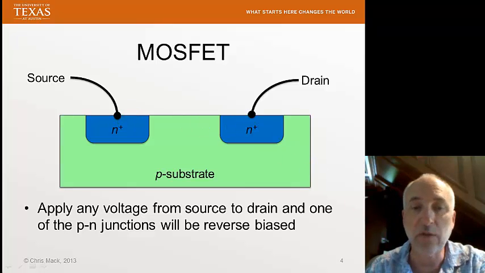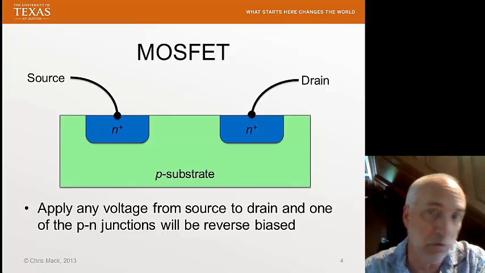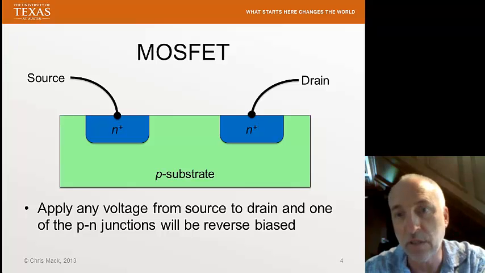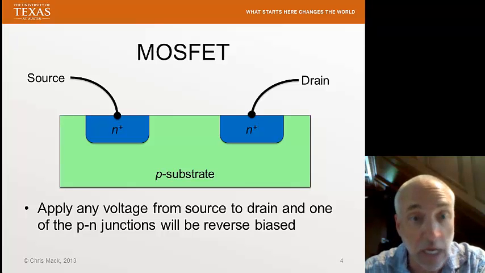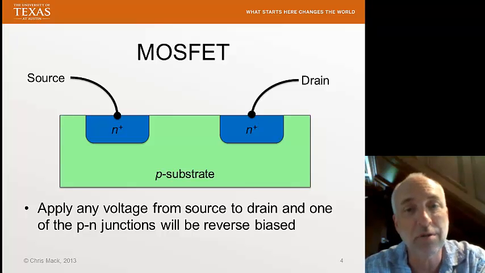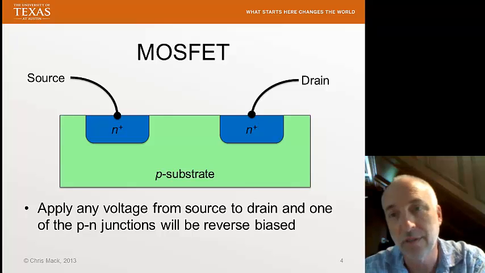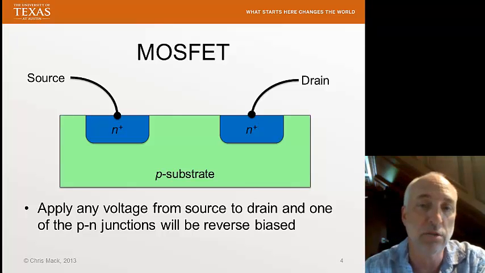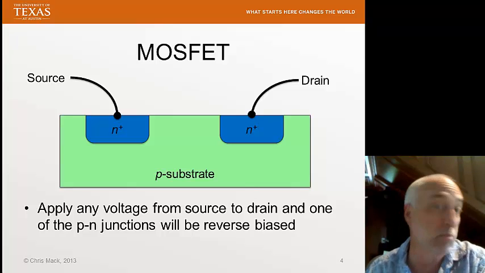Either way you apply it, a positive voltage on the source or a positive voltage on the drain, notice that one of these PN junctions will always be reverse biased. If I forward bias the source to substrate PN junction, that means I will, by default, reverse bias the drain to substrate PN junction. I can never have both of them forward biased at the same time.